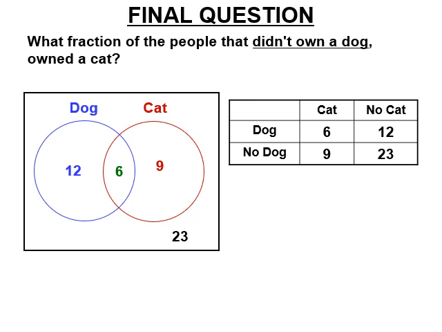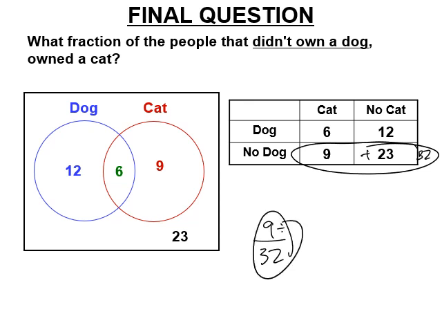What fraction of the people that didn't own a dog? So here's all the people that didn't own a dog. So that looks like 32 people didn't own a dog. How many of those owned a cat? 9. And, oh, you can't simplify that. It's done. It's 9/32.